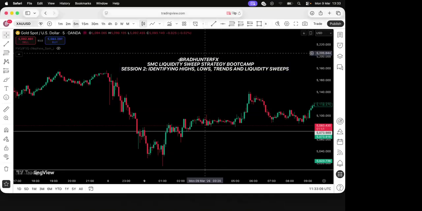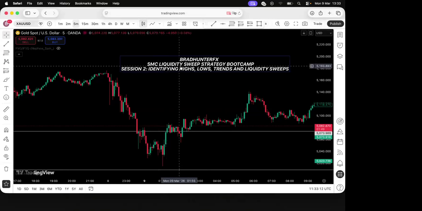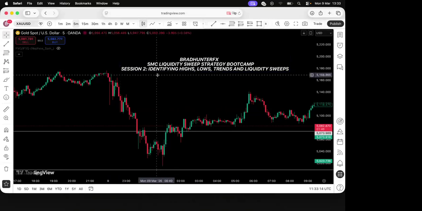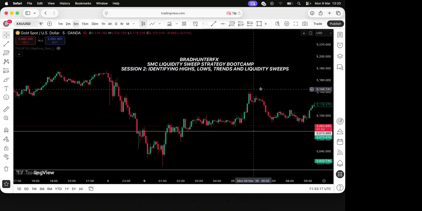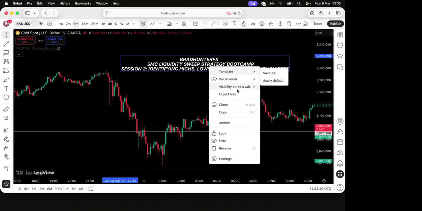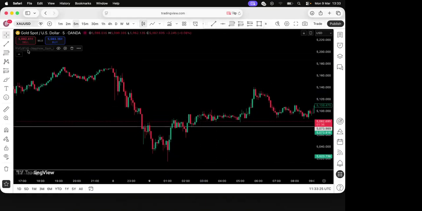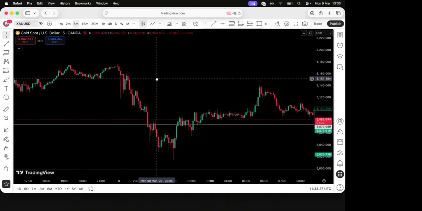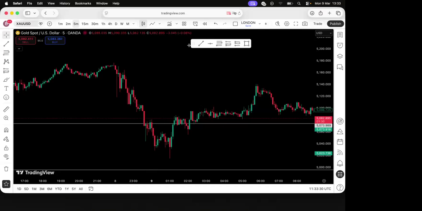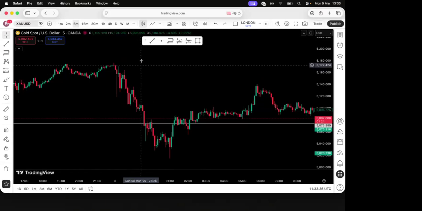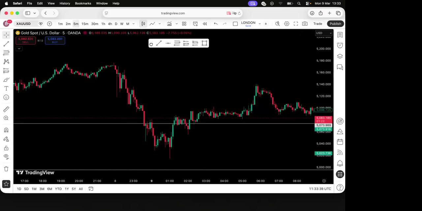As we are in Brad Hunter FX Smart Money Concept Liquidity Sweep Strategy Bootcamp, Session 2, identifying highs, lows, trends, and liquidity sweeps. After viewing the first session on day 1, your charts should look very similar to this. You're currently on the 5-minute time frame. You've got your favorites tabs here, and your dark background, if you like that, with your XAU USD chart.